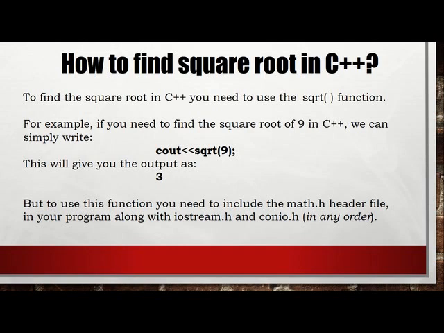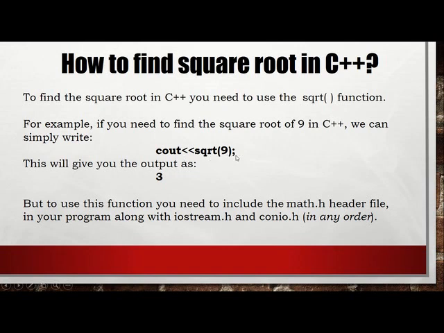Now the question arises, how do we find the square root in C++? Now look at this, what is written out here. To find the square root in C++, you need to use the sqrt function. Don't read this as square root function, just read it as sqrt function. For example, if you need to find the square root of 9 in C++, you can simply write cout sqrt 9.